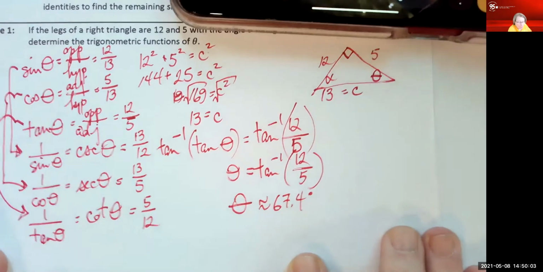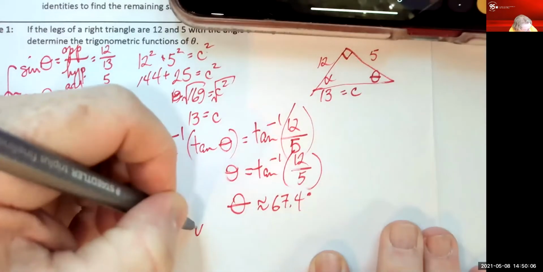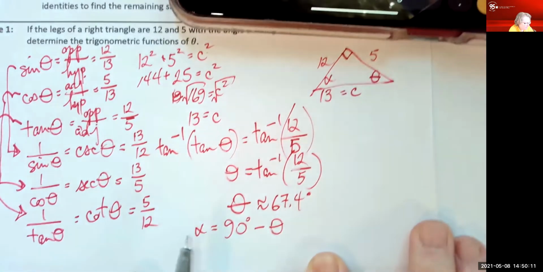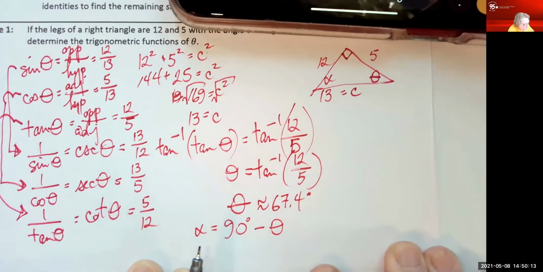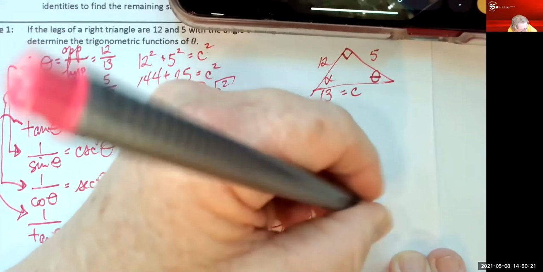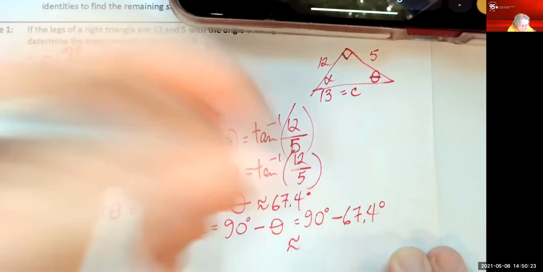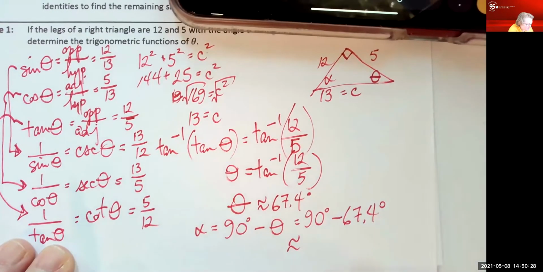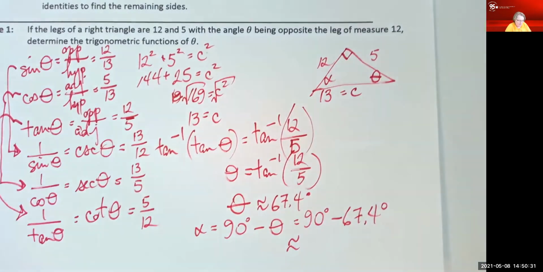How can I find angle alpha if I know angle theta? Exactly right. 90 degrees minus theta. The two angles have to add up to 90 degrees. So if I subtract theta from both sides, I get alpha. And what is 90 degrees minus 67.4? Again, this is an approximation because the measure of angle theta was an approximation. And let's do 90 minus 67.4, and we get 22.6.